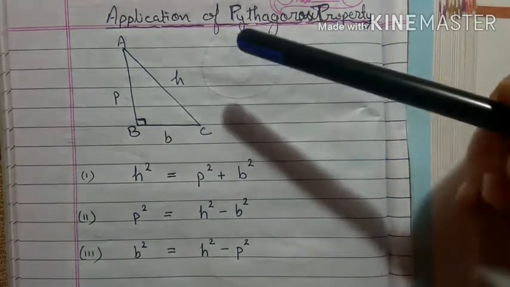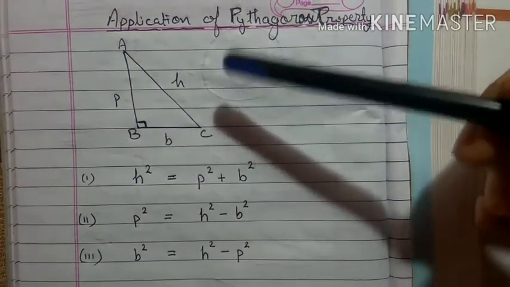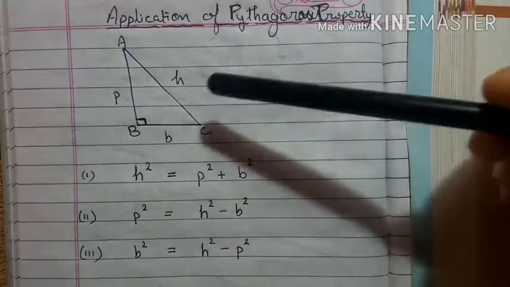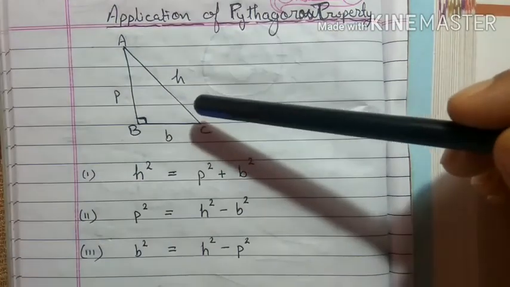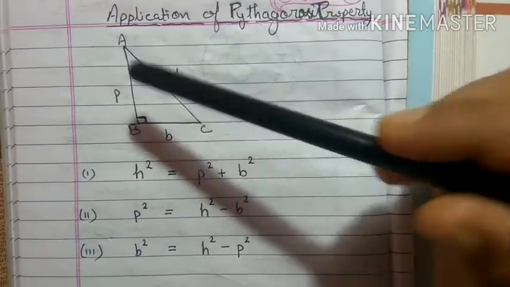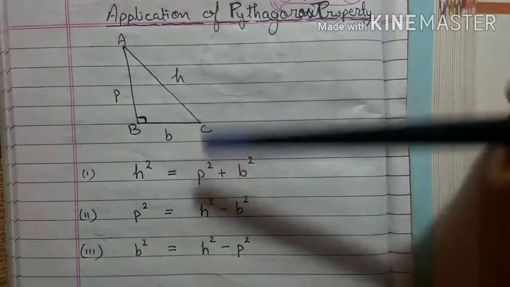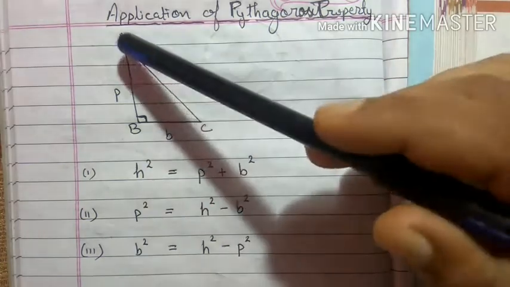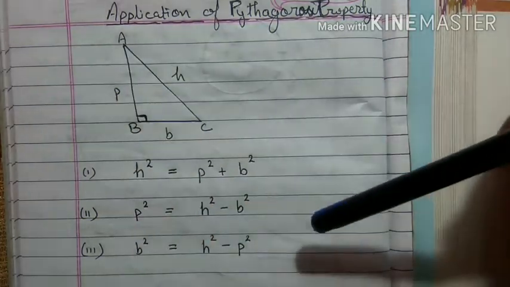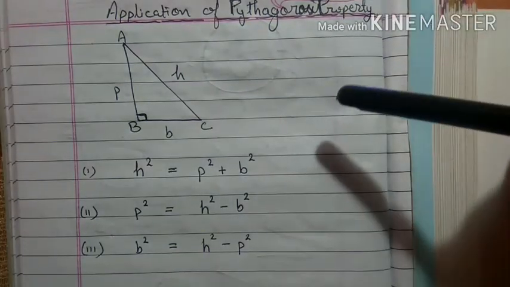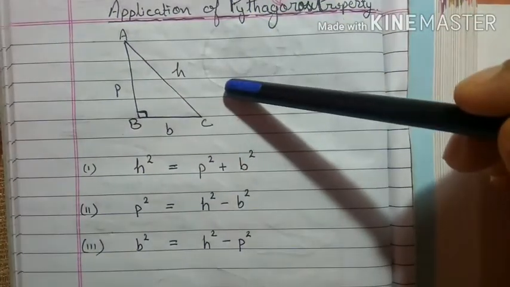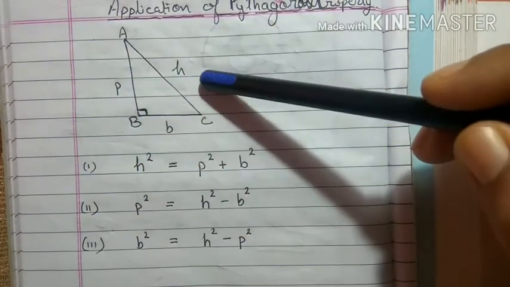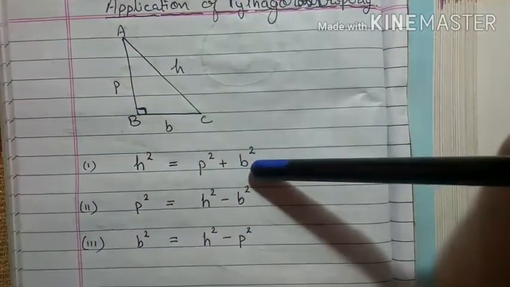This property is applicable in right angle triangle only. So this ABC is a right angle triangle. The longest side of a right angle triangle is called hypotenuse and the other two sides are called legs, in which either one is base and another one is perpendicular. Suppose BC is base and AB is perpendicular. According to Pythagoras theorem, the square of the biggest side is equal to the sum of the squares of the other two sides. So that means h square is equal to p square plus b square.